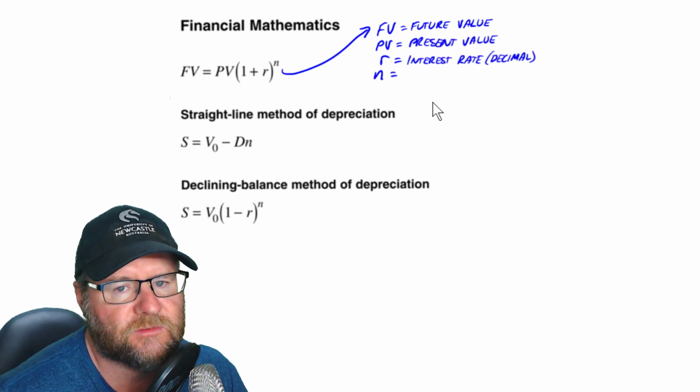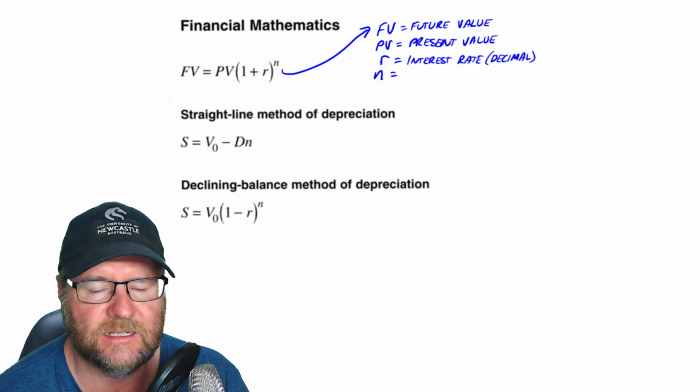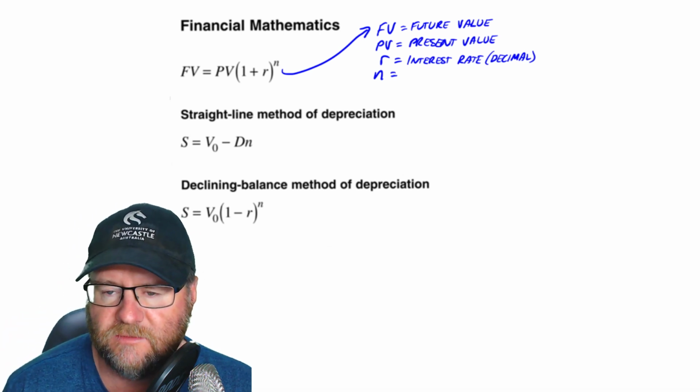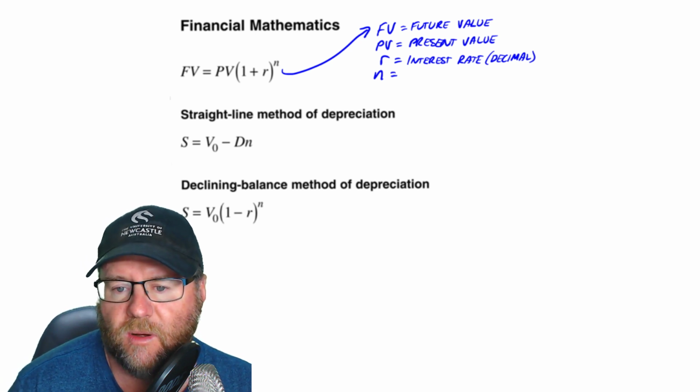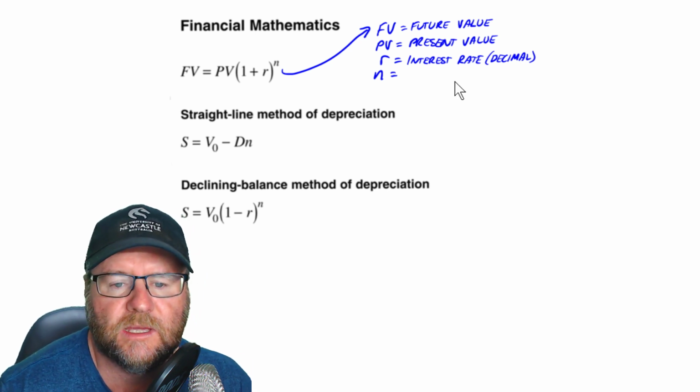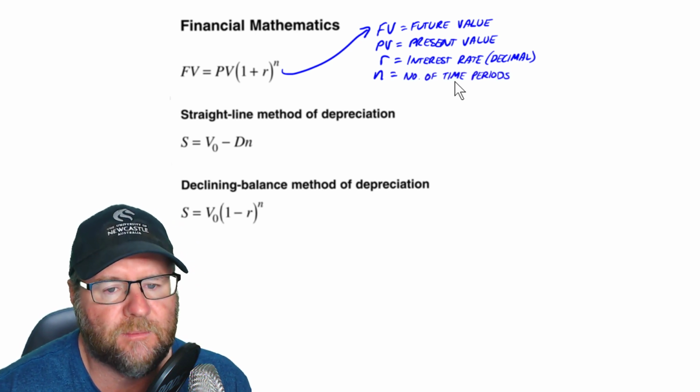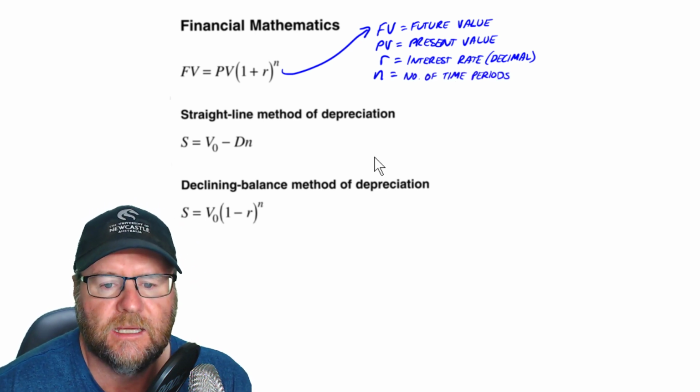R is our interest rate, but remember that has to be written as a decimal. You can't use the percentage value. So if it was 8%, you'd divide it by 100 to get 0.08. That's the decimal that you would use. And then N stands for the number of time periods.